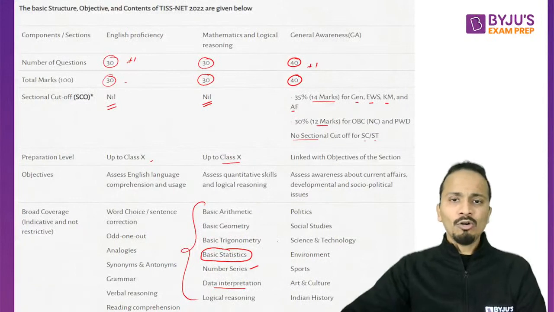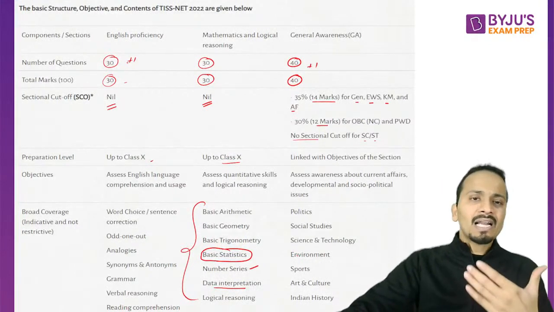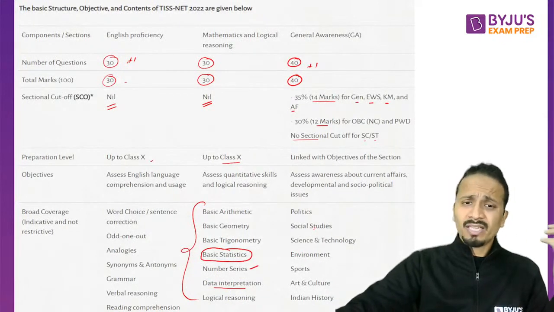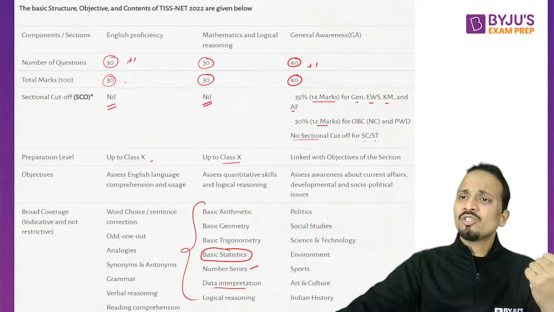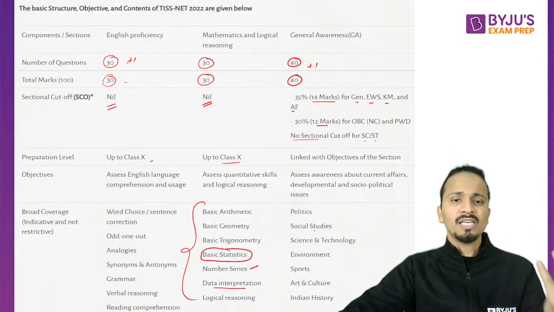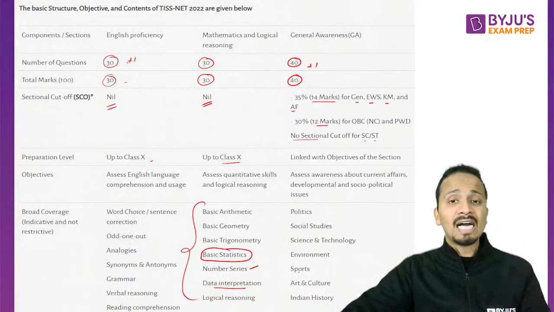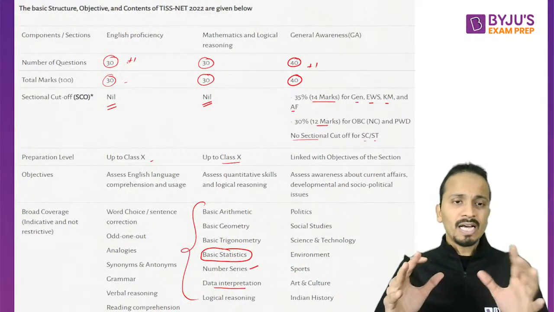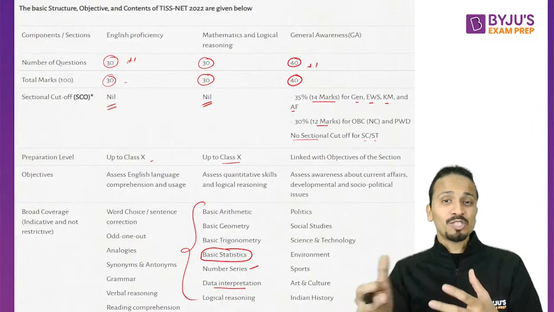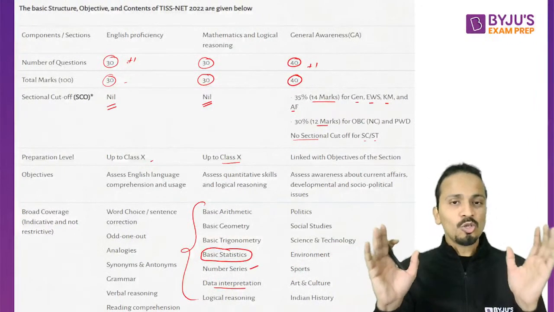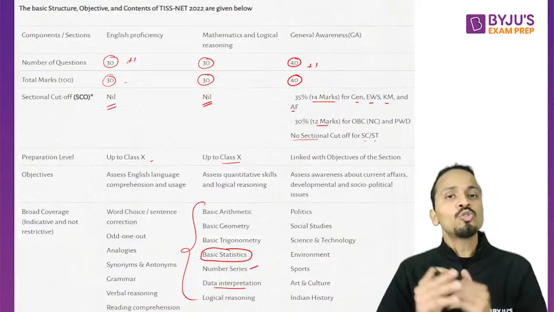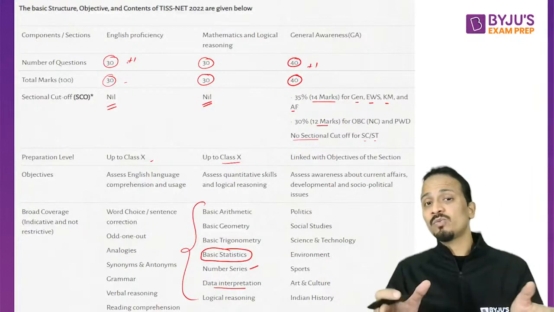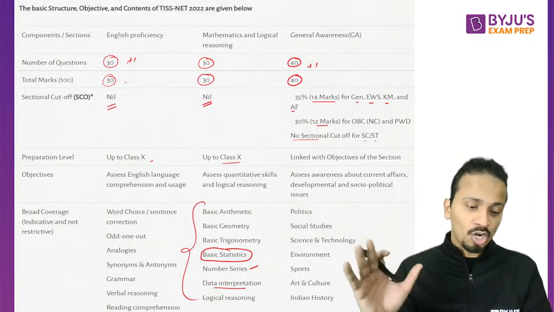All right, now the areas that are generally covered in general awareness vary across categories. They can ask you questions on politics, social studies, environment, sports, movies, arts, culture, Indian history, science and technology. So the syllabus for general awareness is very vast. You have to be well read in case you want to score well in the general awareness section, which is the key to clearing the sectional cutoff as well as the total cutoff for the TISSNET examination.